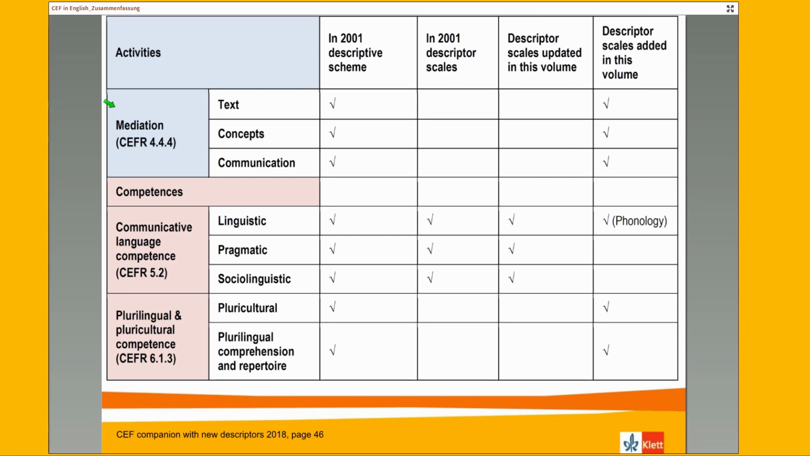Here you can see the descriptors for skills that were really added to this new and revised edition. That is the descriptors for plurilingual and pluricultural competence. They were in the original version of the CF, but only implicitly mentioned. They were not actually laid out as descriptors in their own right.